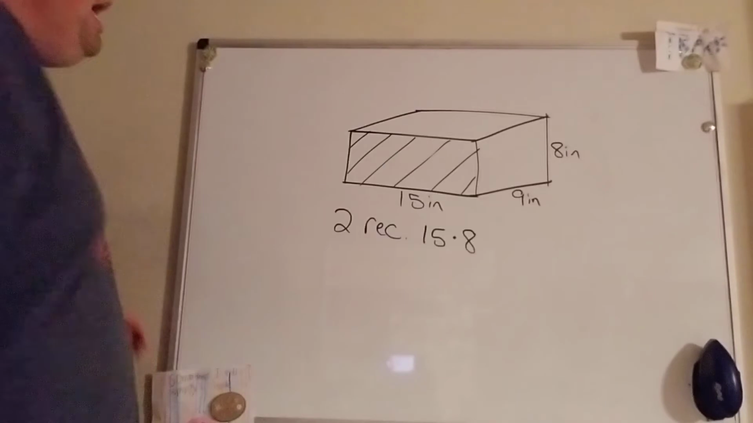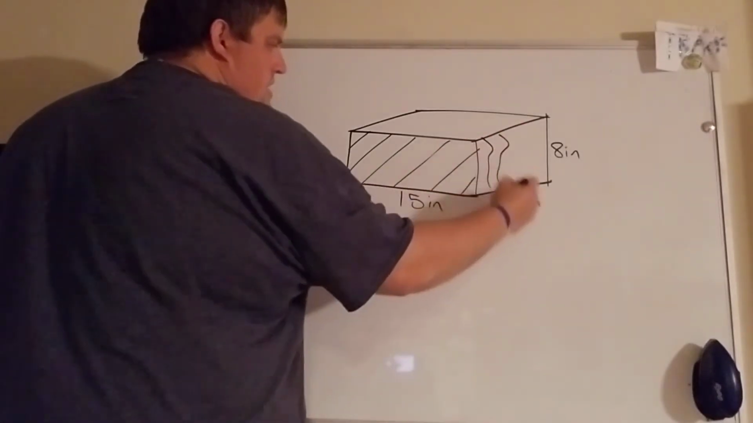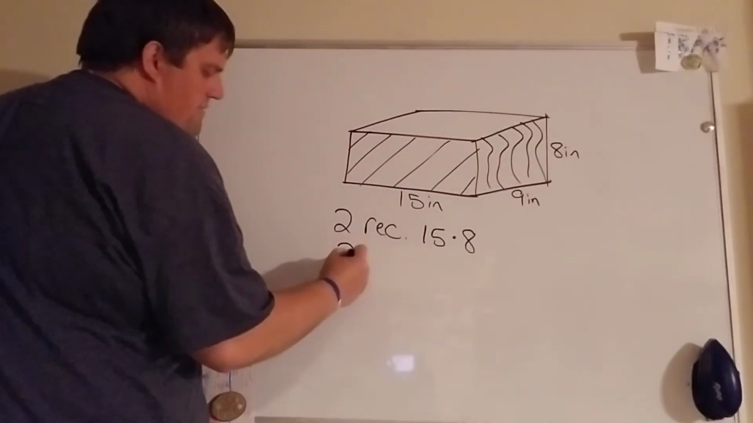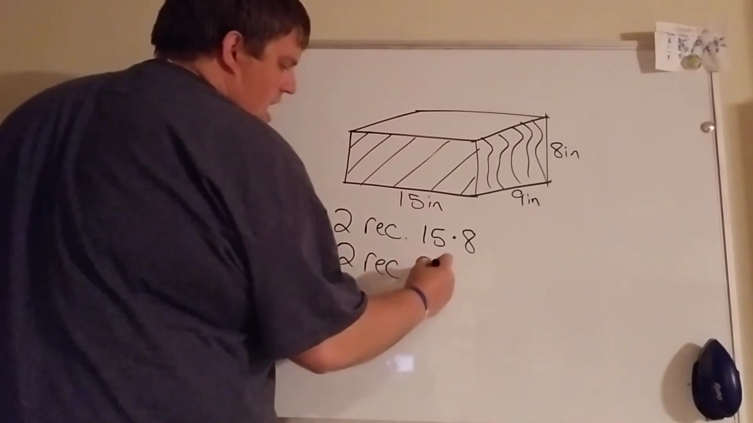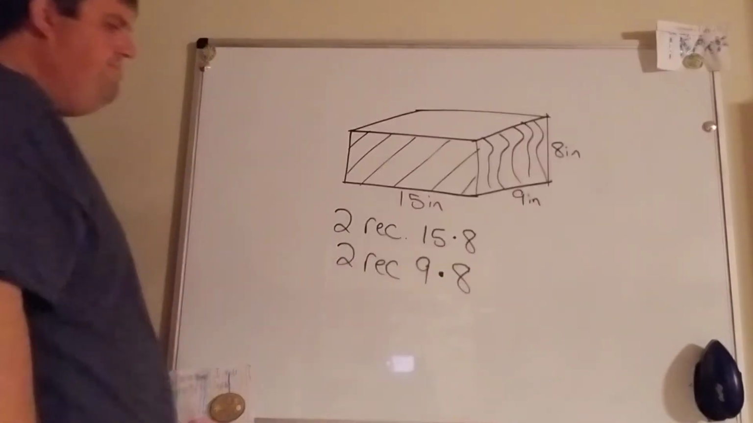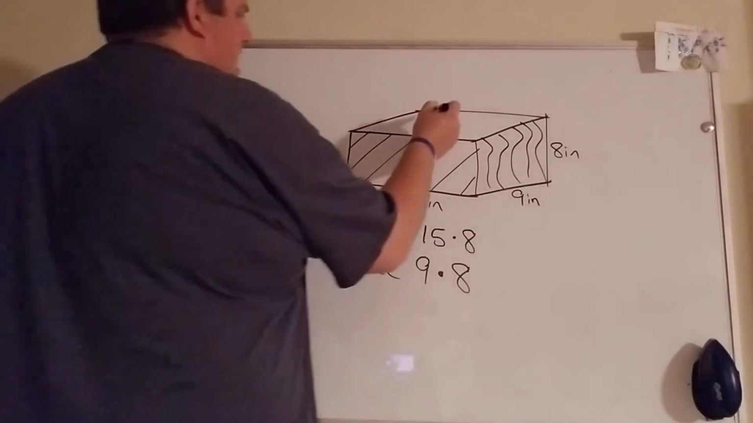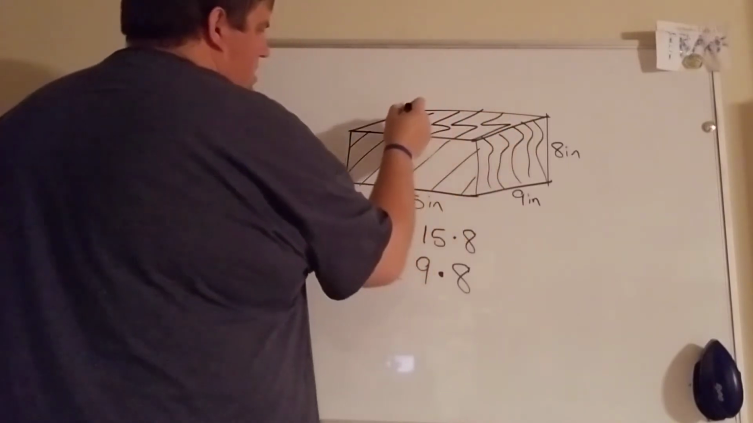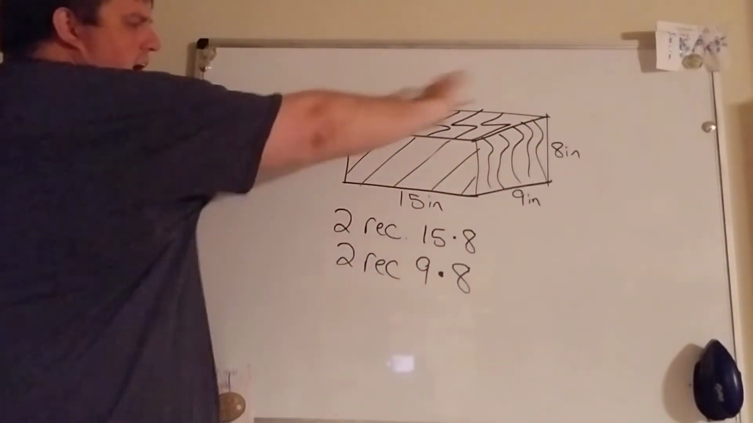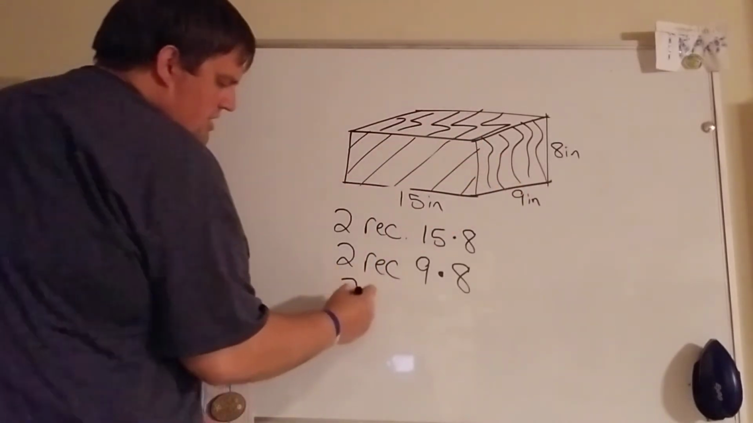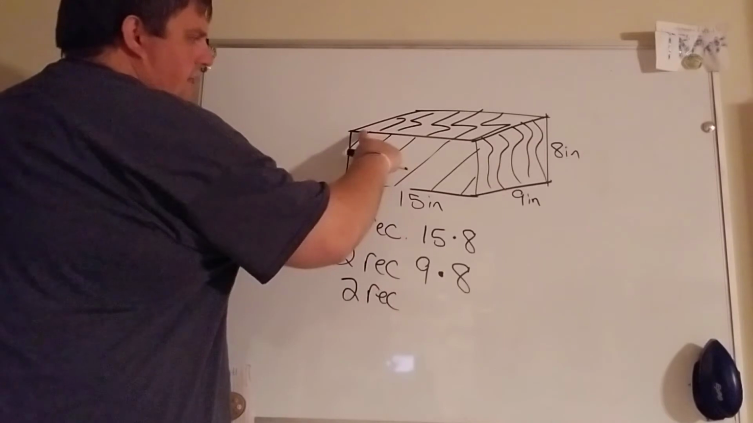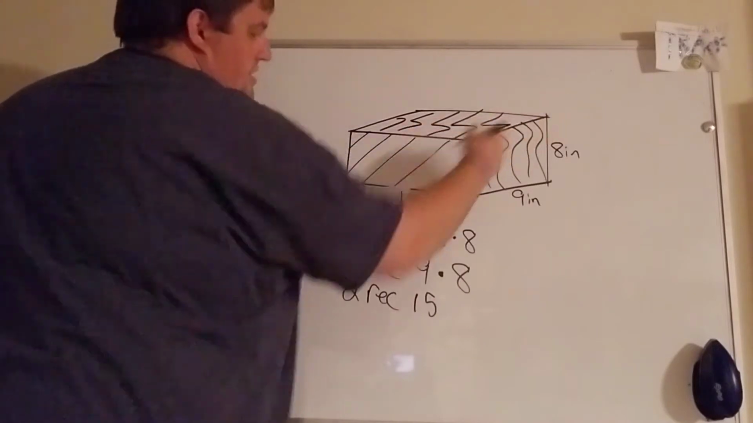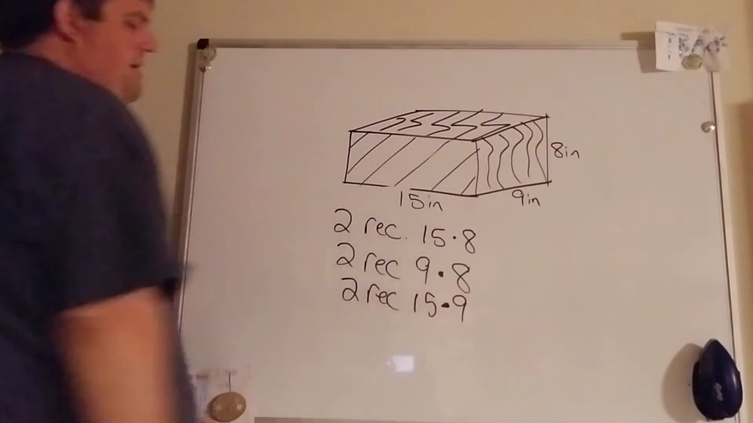That's what I got. I also have these rectangles, which are the right side and the left side. So I have two rectangles that are 9 by 8. And then I can't forget about the top and bottom, right? So I have the top and the bottom. Those are the same, so I have two rectangles. And that's going to be 15 by, no, 9. Sorry, that's 9. 15 by 9. There we go.